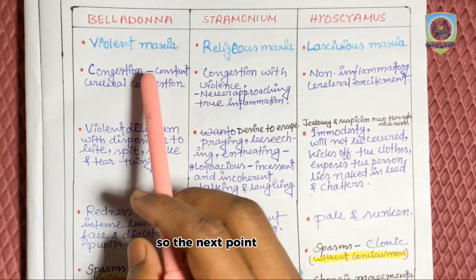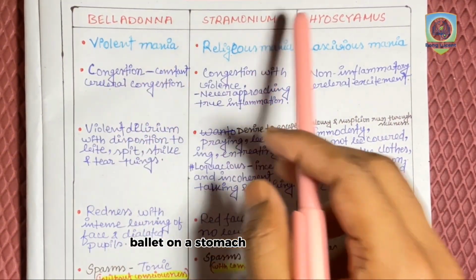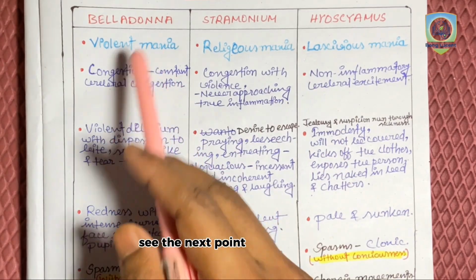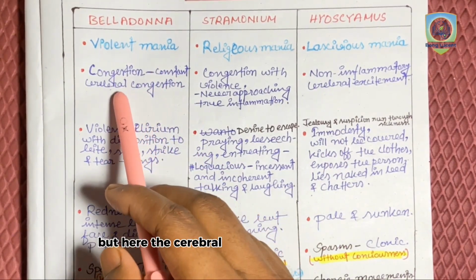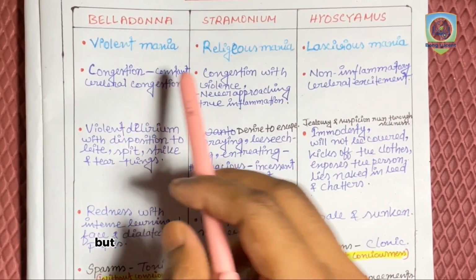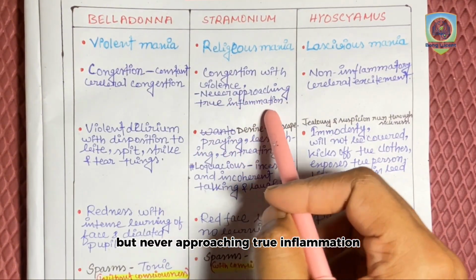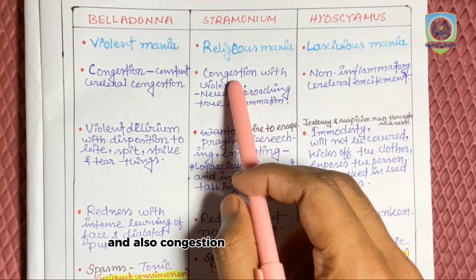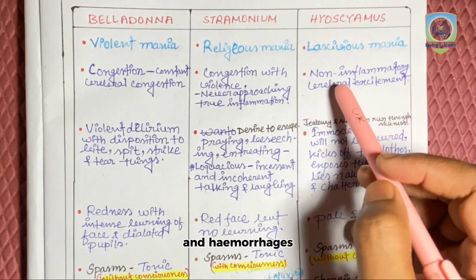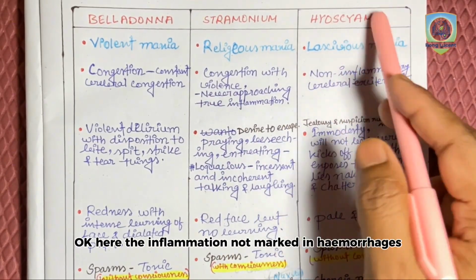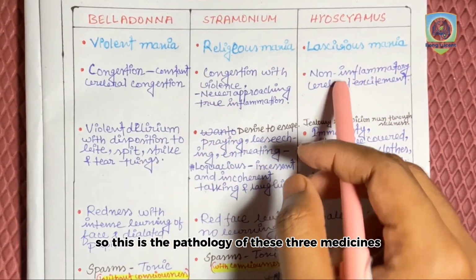So the next point, the pathology. If we see the pathology of belladonna, stramonium, hyoscyamus, the pathology is congestion. In belladonna, the congestion is marked, and the cerebral congestion is constant. In stramonium, the congestion is also marked, but never approaching true inflammation, and the congestion is marked with violence. And hyoscyamus is a non-inflammatory cerebral excitement. Here inflammation is not marked in hyoscyamus. So this is the pathology of these three medicines.